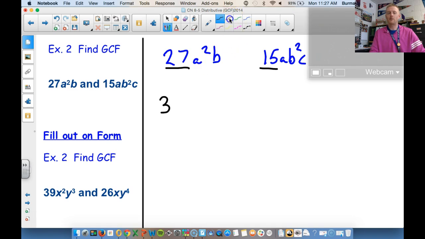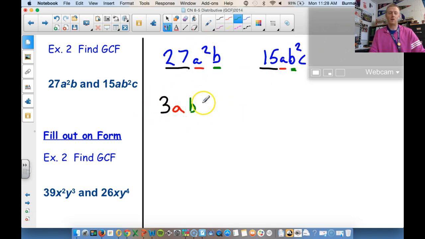Now if I look at the next one, the variables of a's. I see that there's an a to the second here and just a regular a. So the largest set of a's that I can take out would just be one of the a's. If I look to the b's, the largest number of b's that I can take out would be just one of the b's, so a b to the first power. So we took that out of both of those.